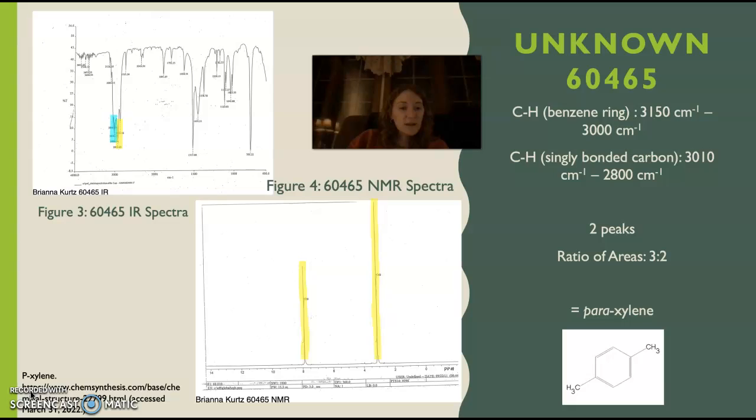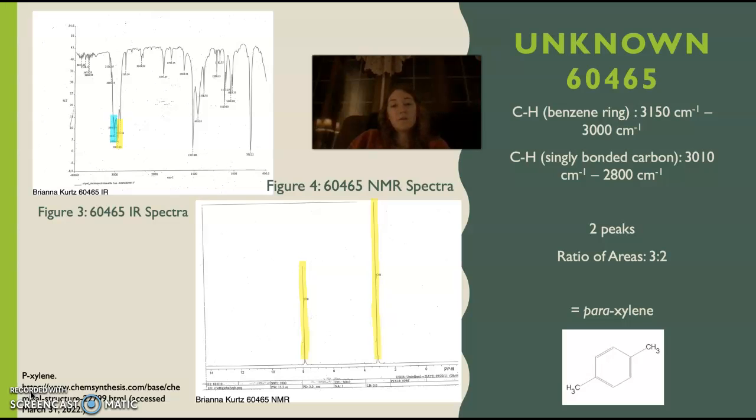This is our second sample, unknown 60465. As you can see in figure 3, the blue highlighted part is the CH benzene ring between 3,150 inverse centimeters and 3,000 inverse centimeters. The CH is the yellow highlighted part with a singly bonded carbon of 3,010 inverse centimeters to 2,800 inverse centimeters.